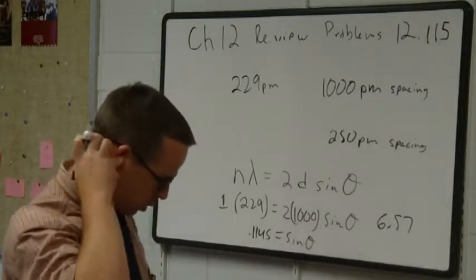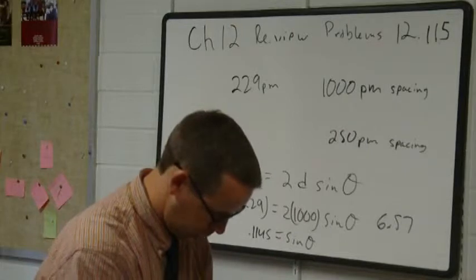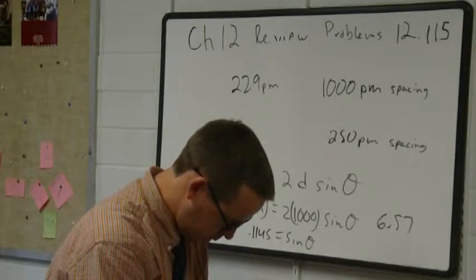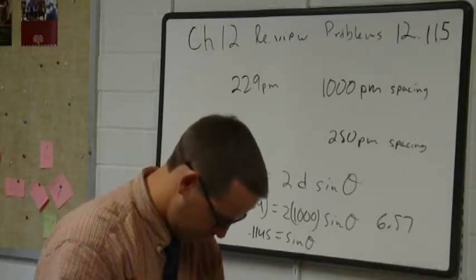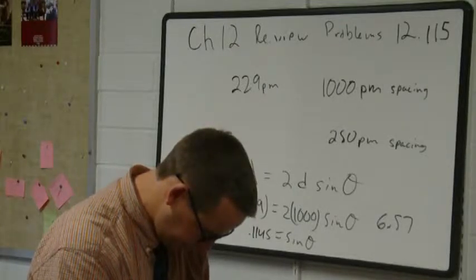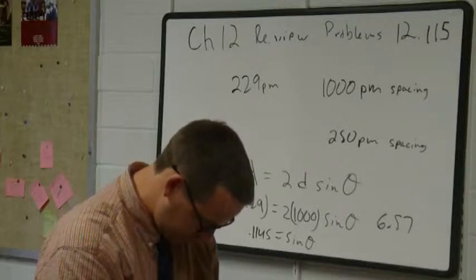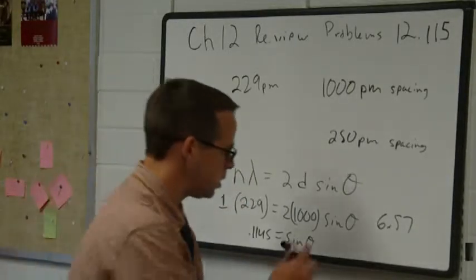And is that... the question is, let's see, where's the question? They're asking what the angle is, right? What the angle of diffraction is? Calculate the angles at which the X-ray wavelengths will diffract from the crystal. So 6.57 degrees.